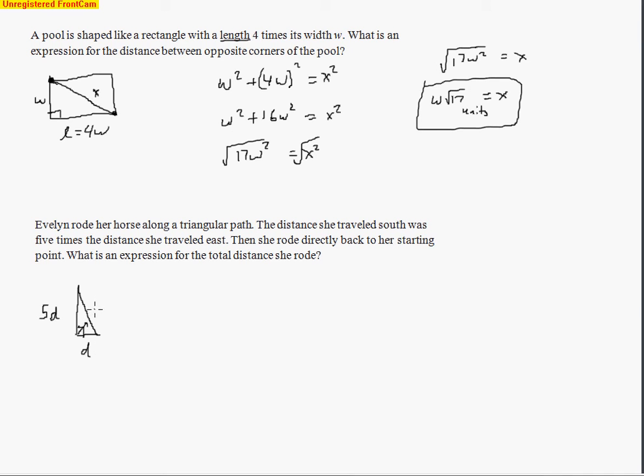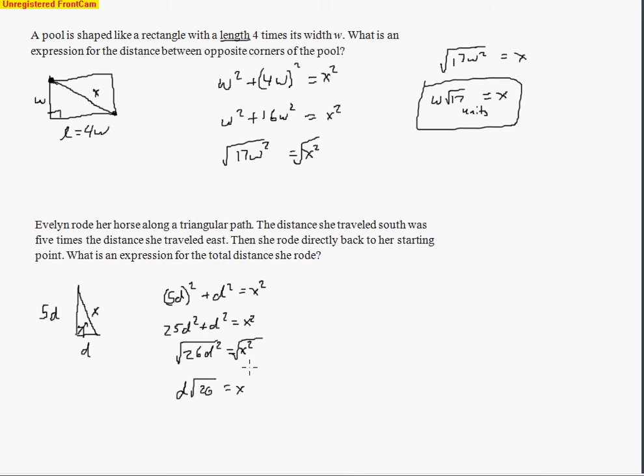And we're trying to find out what that distance is. And so we have the same thing. (5d) squared plus d squared equals x squared. So when I do this work, I get 25d squared plus d squared equals x squared. And this makes 26d squared equals x squared. So when I take the square root, it's going to cancel out that squared symbol, leaving me with d times the square root of 26 equals x. And I don't know what those units are, so I'm going to go ahead and leave that as that answer.